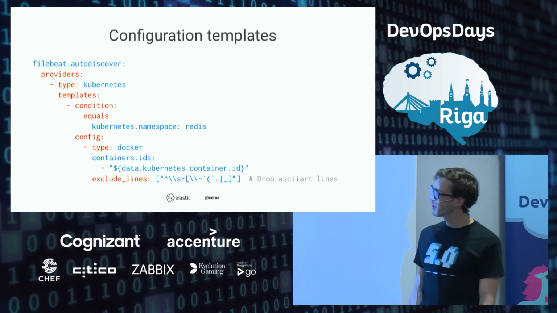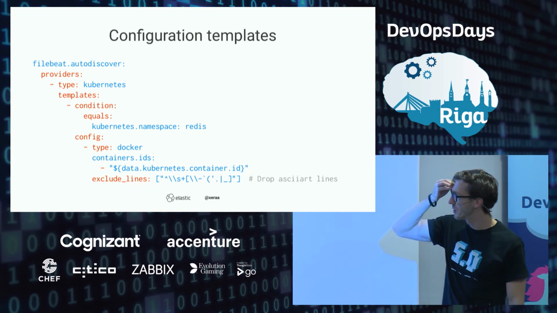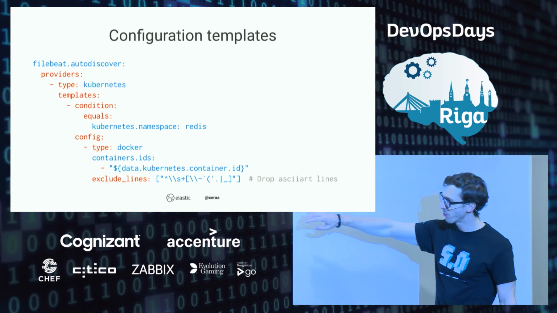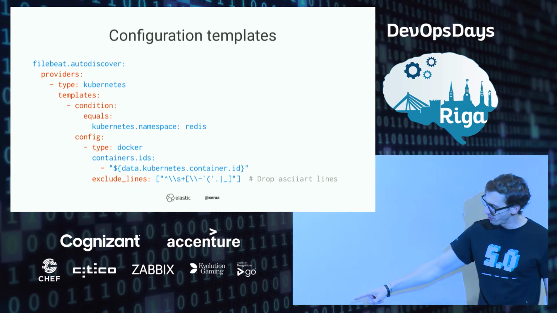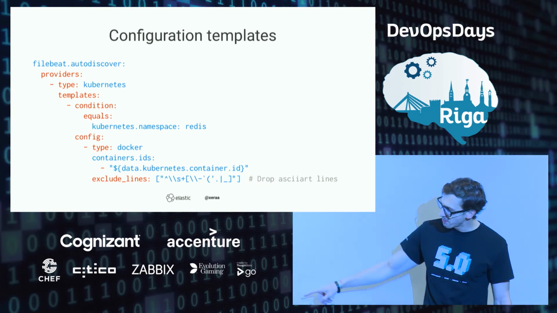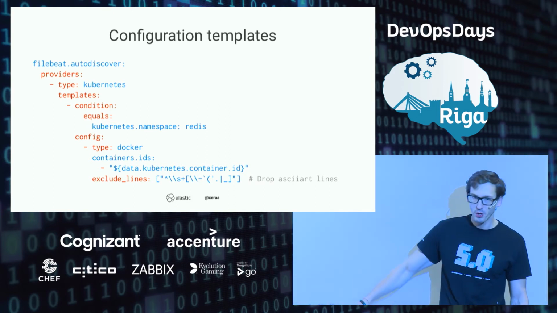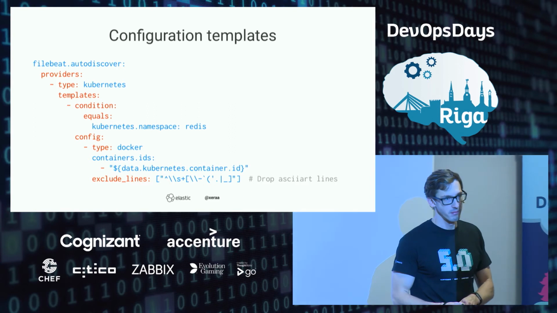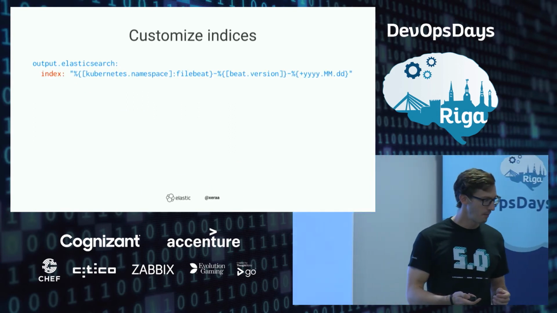And again, you can configure your templates here. We're using a namespace for the Redis events, and basically we're using that namespace information to get rid of that ASCII art that Redis is adding.